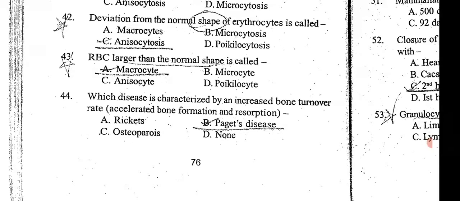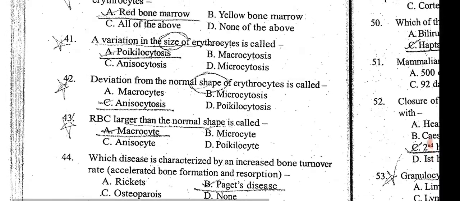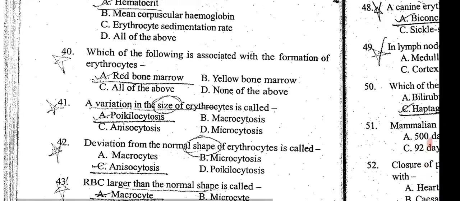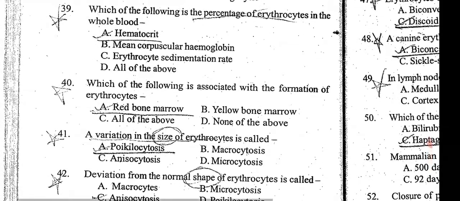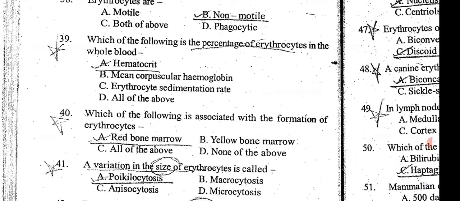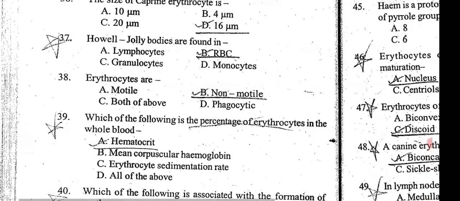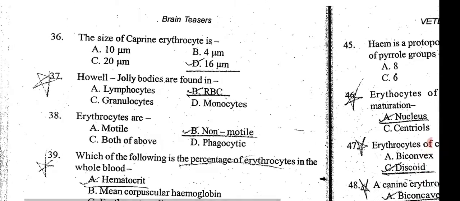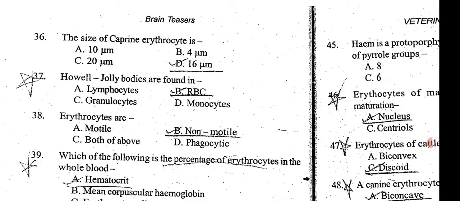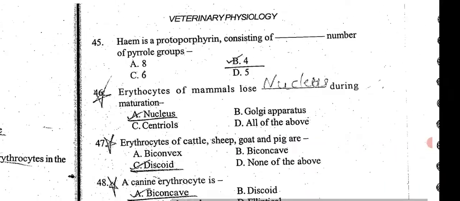Macrocyte is the largest sized red blood cell. Change in shape is anisocytes. Decrease in size is microcyte. Red bone marrow is involved with the formation of red blood cells. Hematocrit is the percentage of erythrocytes in whole blood. Red blood cells are non-motile, and the smallest red blood cells are in sheep, and the size of caprine erythrocytes is 4 micrometers. Largest red blood cells are in the camels.